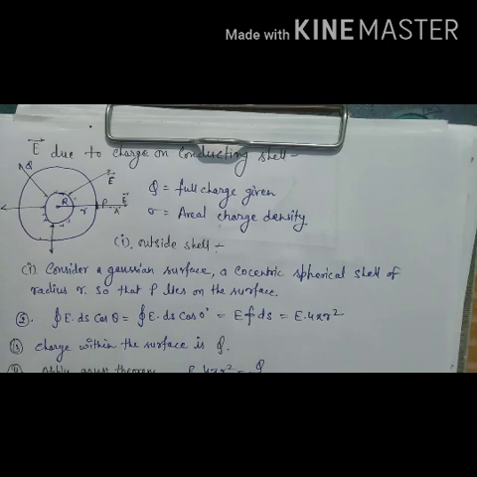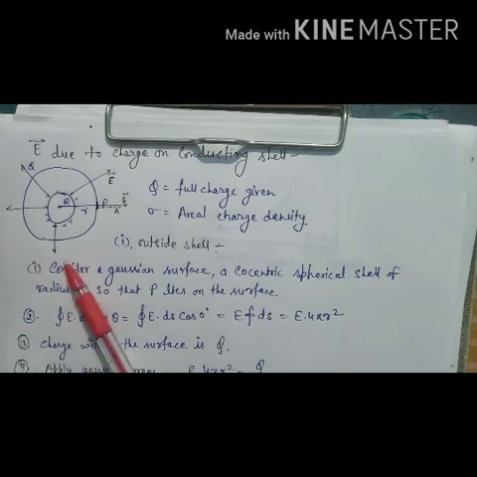So first, when we apply Gauss theorem, we use 4 steps. First step, we consider a Gaussian surface. In the second step, we find out the value of E dot dS. In the third step, we calculate how much charge is inside the surface. And fourth, we apply Gauss theorem, and then we calculate the electric field intensity. Here we find out the electric field intensity outside the shell.